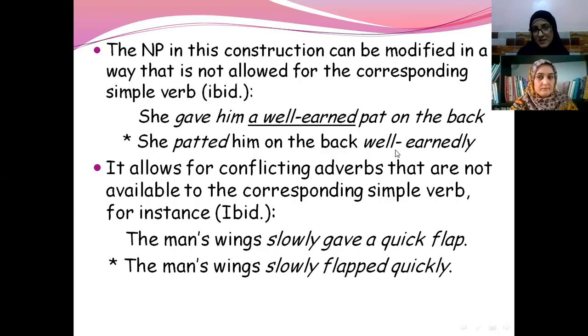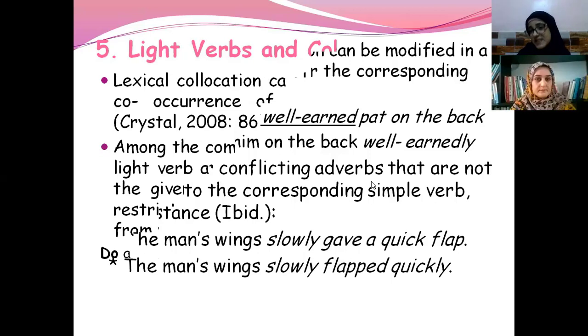It is something unacceptable. The other privilege is that it allows for conflicting adverbs that are not available to the corresponding simple verb. For instance, the man's wings slowly gave a quick flap. So this is also acceptable with light verb constructions, and it is not with the simple lexical verb. We cannot say the man's wings slowly flapped quickly. This is something unacceptable and considered ungrammatical.